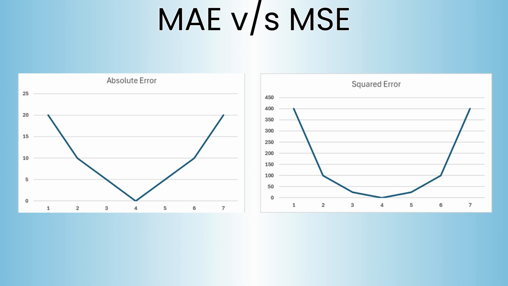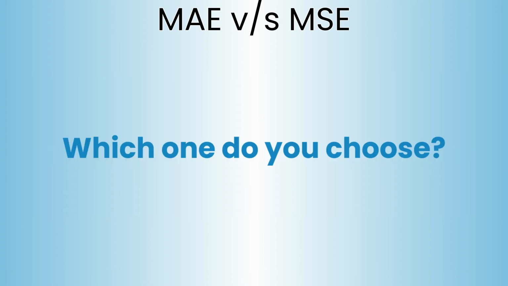So, which one do you choose? It's a critical engineering decision. If we want a model that is robust to outlier data and gives an honest, interpretable error, then MAE is a great choice. If we need a model that aggressively penalizes large errors and we want a smooth path for optimization, then MSE is the standard choice.